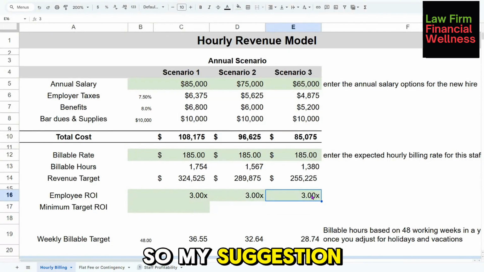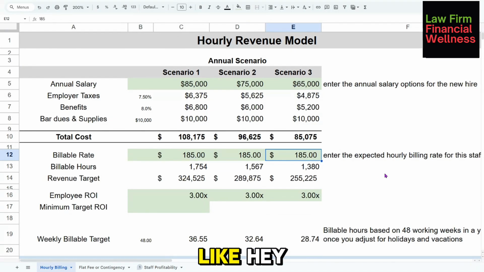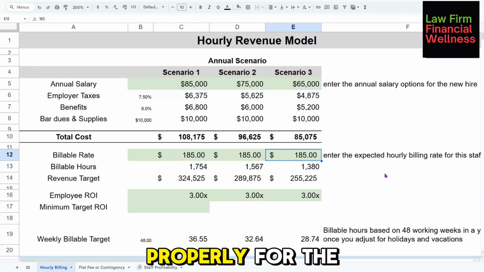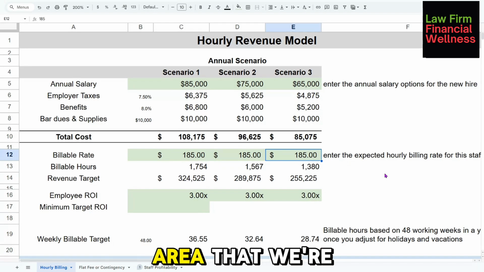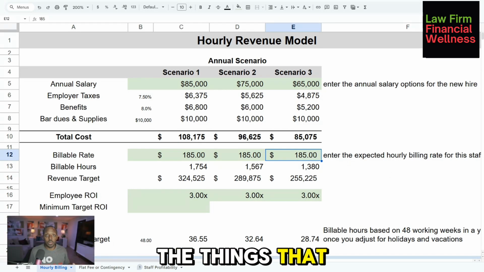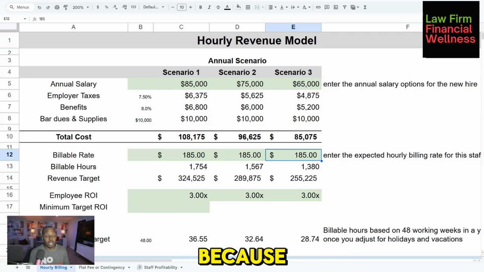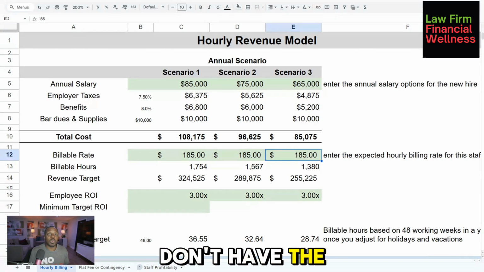So my suggestion is, you probably want to figure out, hey, are we priced properly for the area that we're in, for the type of law that we practice? Now, if you need some help, a great CFO can help you. I mean, it's one of the things that we do. We help firms analyze these types of things, because your problem might not be that you need to get your team to work more. It may be that you don't have the right pricing.